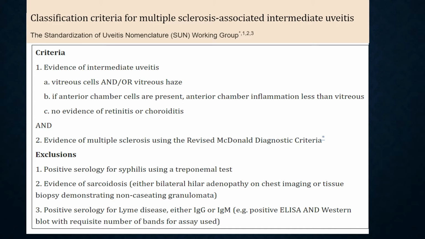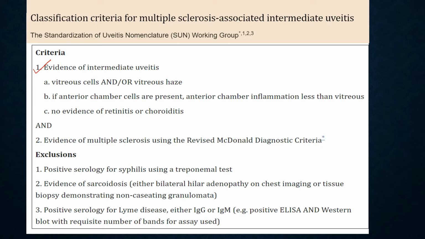So according to the SUN working group, that is Standardization of Uveitis Nomenclature, there is a criteria for diagnosing multiple sclerosis associated intermediate uveitis. So what is the criteria? First of all, there should be evidence of intermediate uveitis. And what is that evidence of intermediate uveitis? It is the presence of vitreous cells and vitreous haze.